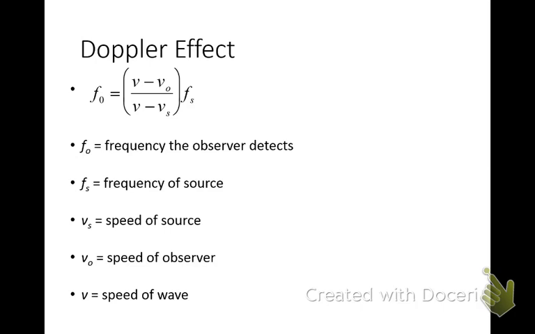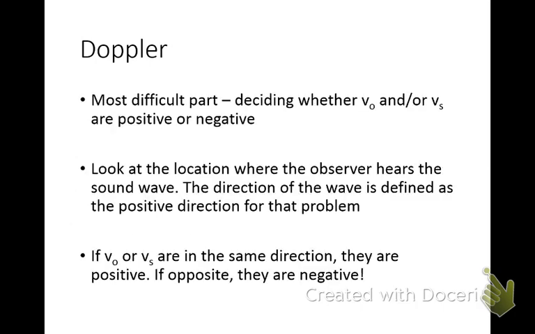The observer's frequency equals the speed of the wave minus the observer's velocity, all over the speed of the wave minus the source velocity. Now that entire fraction, multiply that by the source frequency, and you've got it. The most difficult part of the Doppler effect is trying to figure out whether the observer's velocity or the source velocity is positive or negative.